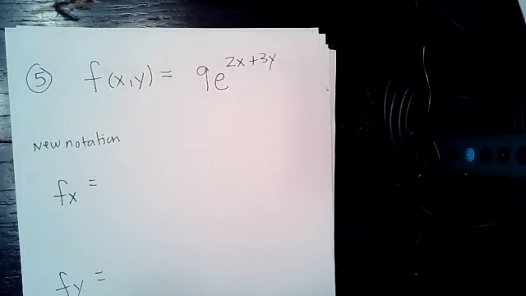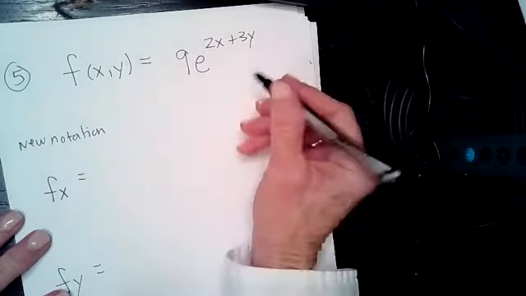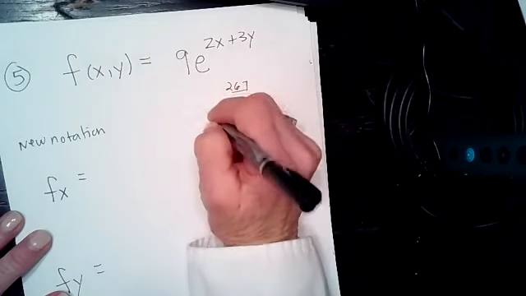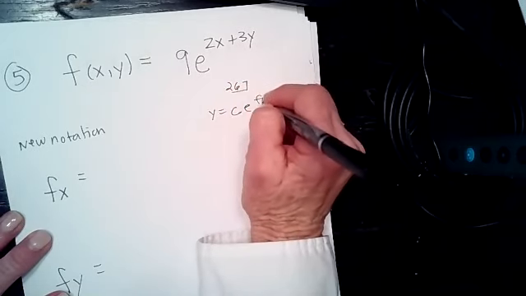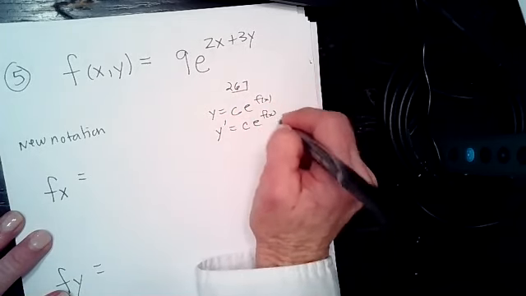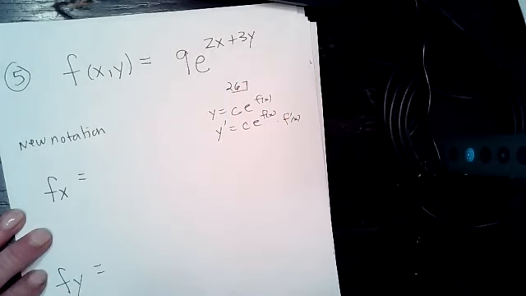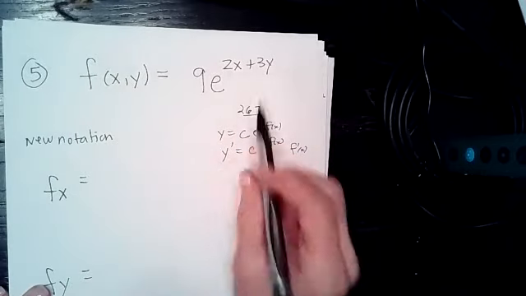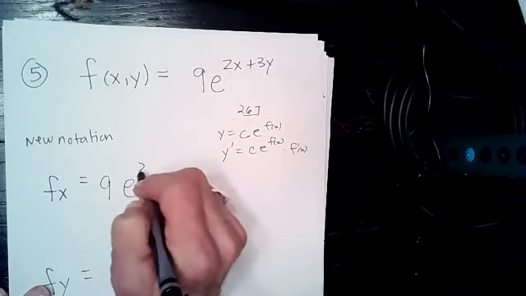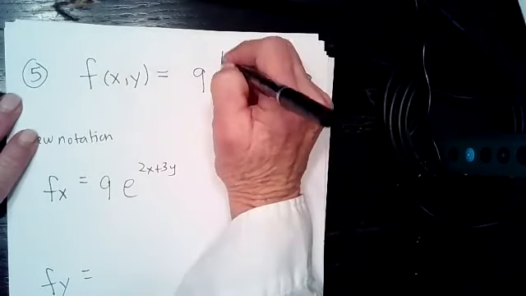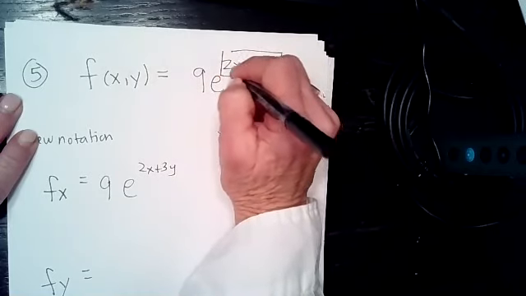All right, so let's go back to my derivative rules. And remember, from 267, if y is a constant times e to the power, what did we say? Y prime is the constant times e to the power, and we multiply it by the derivative of the power. So if I'm taking the derivative with respect to x, 9 is just a constant, and e to the 2x plus 3y remains the same because I can't change the exponent on e, but I have to take the derivative of the exponent with respect to x.